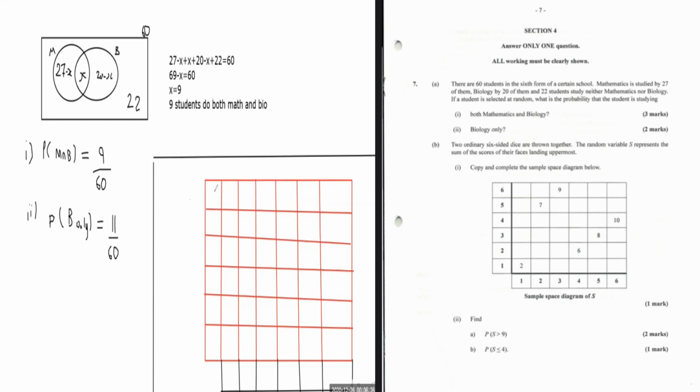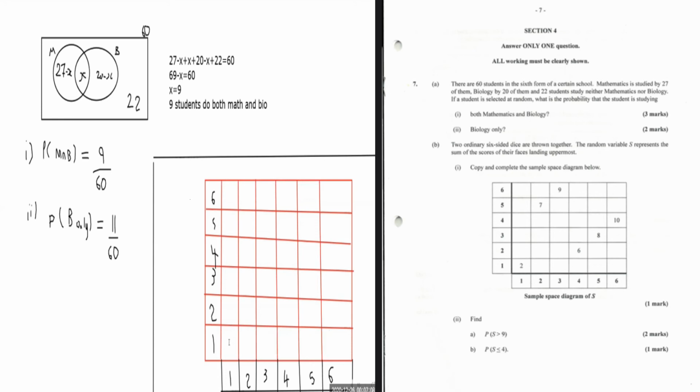To get in the straight edge, we have 6, 5, 4, 3, 2, and 1. And this now is 1, 2, 3, 4, 5, and 6. Nice and easy. Now it wants us to fill out the sample space. So let's go ahead and fill out the sample space.